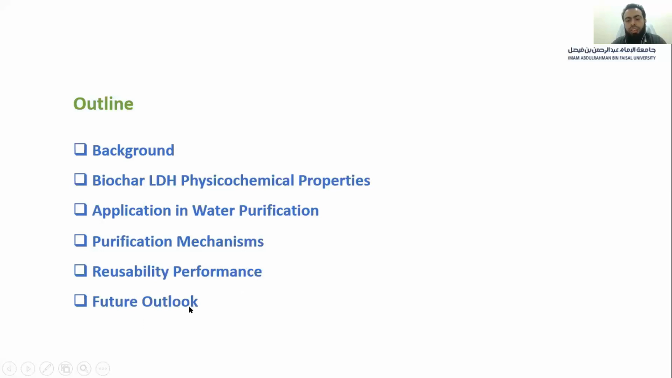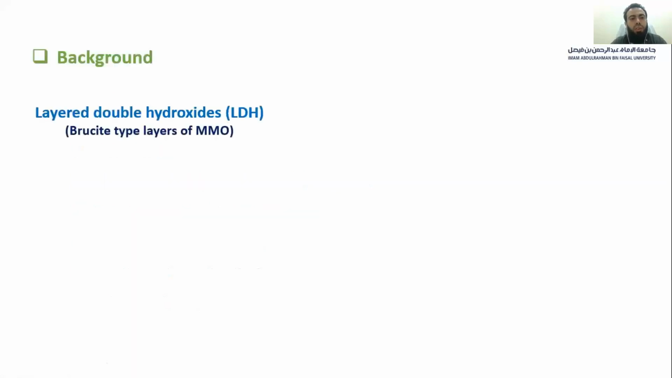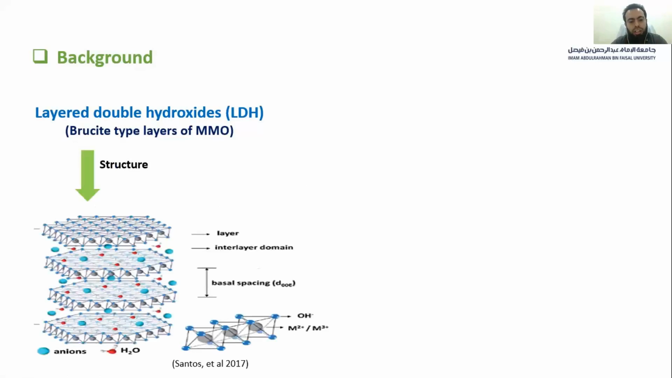There is a lot of research work to be done in order to exploit the complete utilization of biochar. Layer double hydroxides are a layered structure of mixed metal ions. If you look at the structure here, the mixed metal ions, divalent or trivalent, are surrounded by hydroxyl groups, and these form a layered structure. Between these layers, you can see it contains anions and water molecules. The anions could be carbonates, nitrates, or chloride, depending on what type of precursor salts you are using.